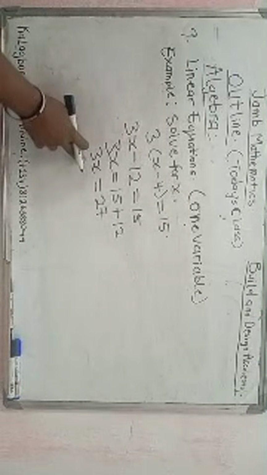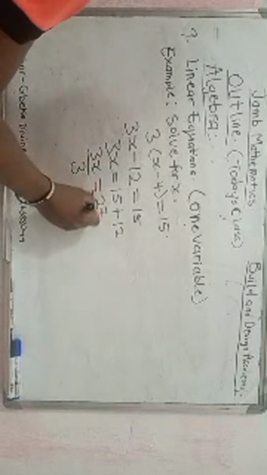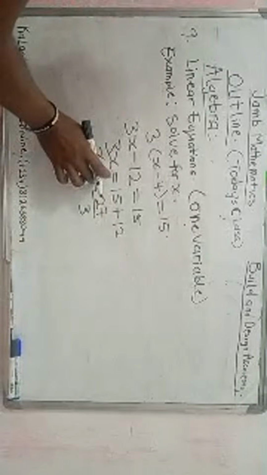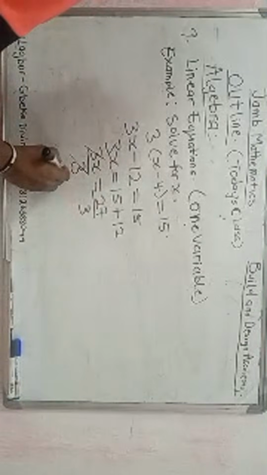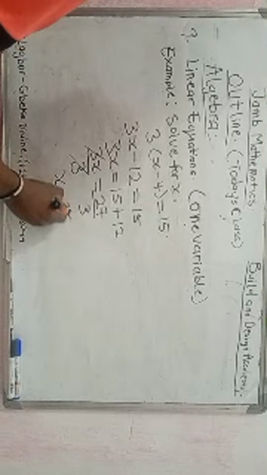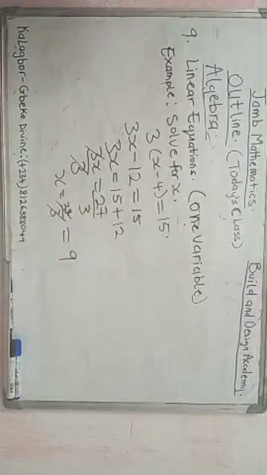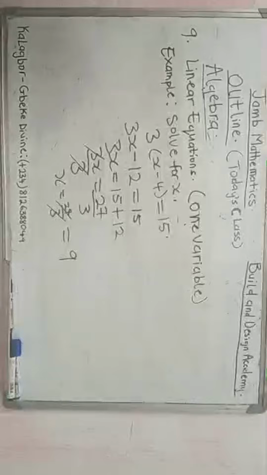Now, the next step is to divide both sides by 3 to eliminate this 3 on this side. Anything you do to the left hand side, you must do to the right hand side. So divided by 3, 3 will cancel 3. So we have isolated x. x will be left alone. So x is equal to 27 over 3. 27 divided by 3 will give us 9. So we have that x is equal to 9.